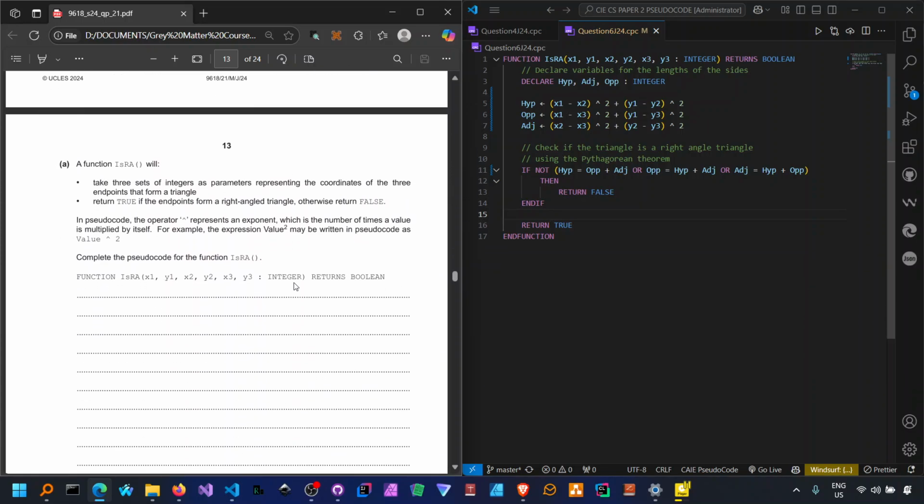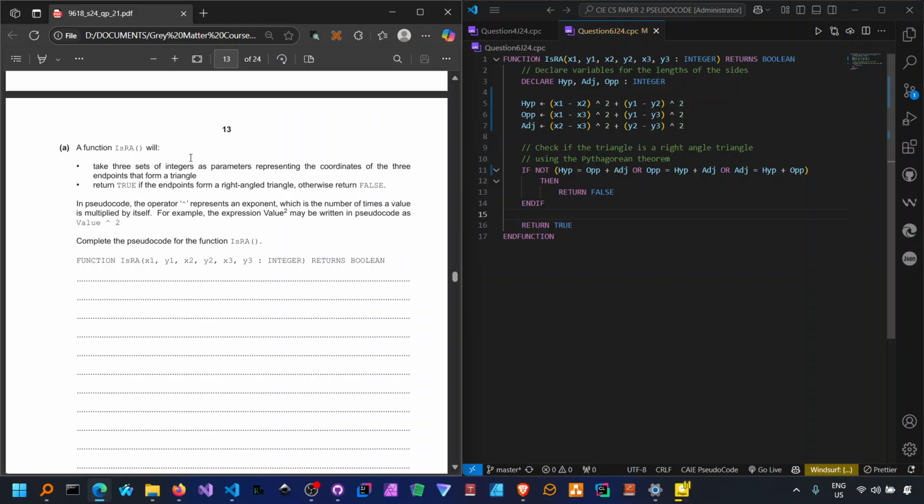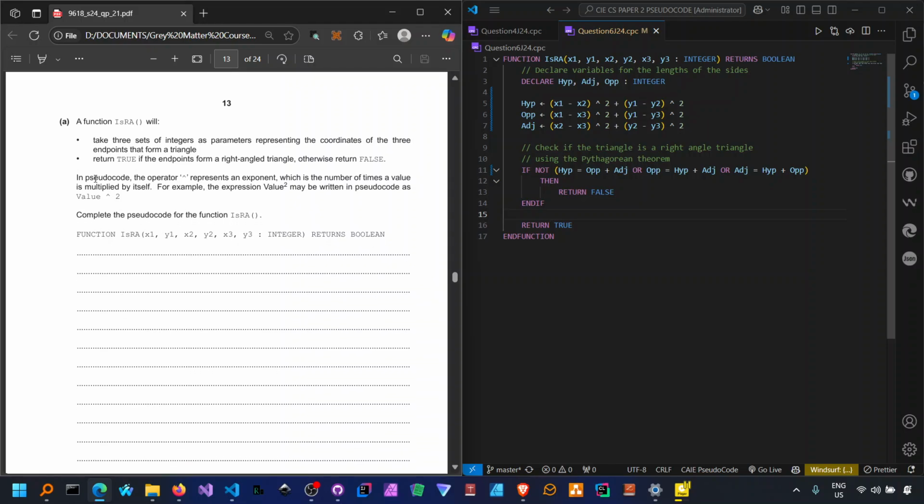So we are to write a function called RA, which will take 3 sets of integers as parameters representing the coordinates of the 3 endpoints that form a triangle. Then it's going to return true if the endpoints form a right-angled triangle, otherwise it will return false. Then of course they're talking about the caret symbol and its use in pseudocode. It means exponents in pseudocode. For instance, if you wanted to square a particular value, you make use of the value, caret, then the power that you want to raise it to. So in this case, they are raising it to the power of 2.